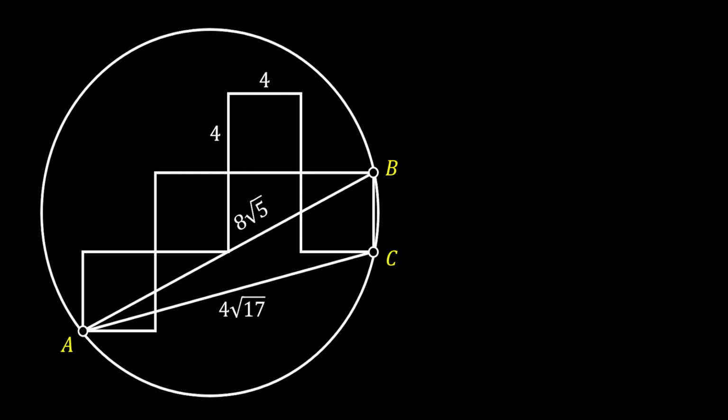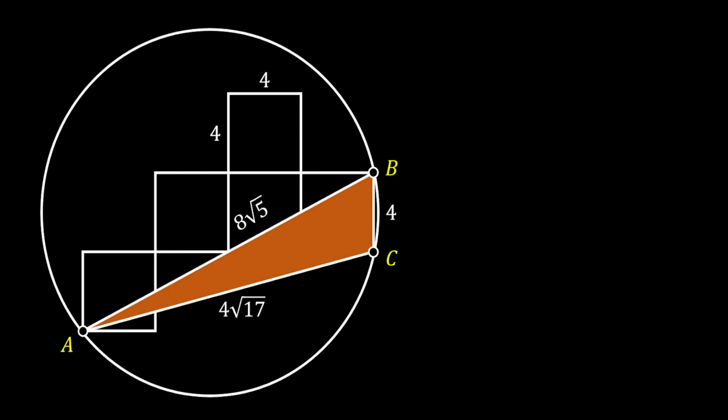And now, if we take a look at the line BC, this line will also represent the side of the square, so it must have the length of 4. Now you can notice that we have formed this really nice triangle ABC.